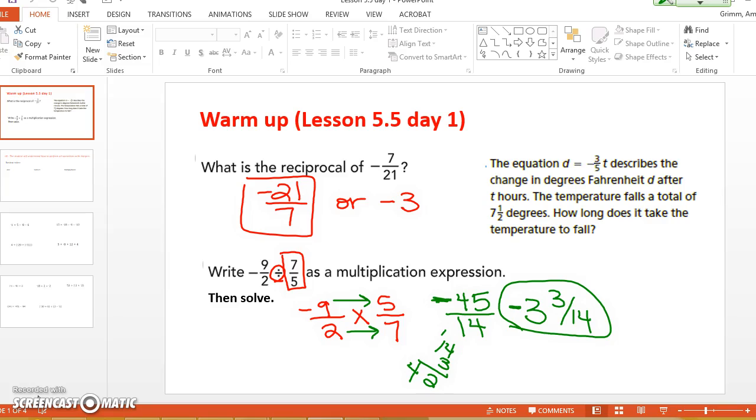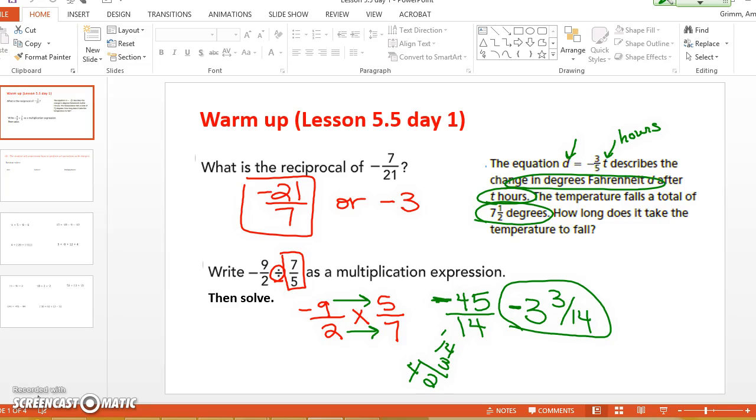All right, so then I gave you basically the same thing, but only in a word problem, because you guys sometimes freak out when word problems come up. So this says the equation D equals negative 3/5 T describes the change in degrees Fahrenheit, which is D. So this is the change in degrees after T hours. So this stands for hours. Okay, so if the temperature falls a total of 7.5 degrees, how long does it take the temperature to fall?